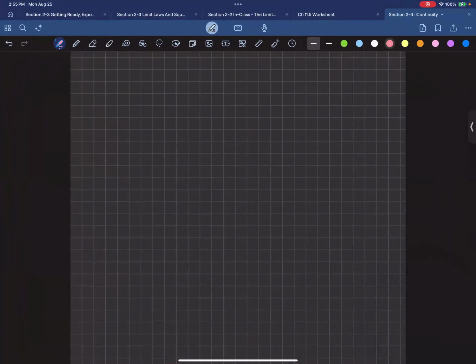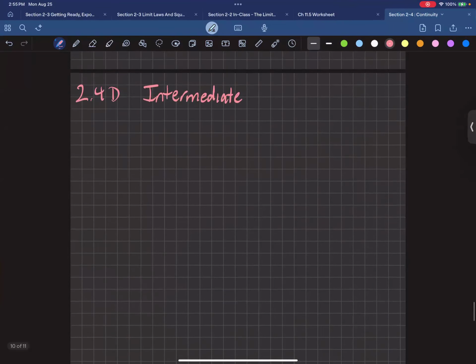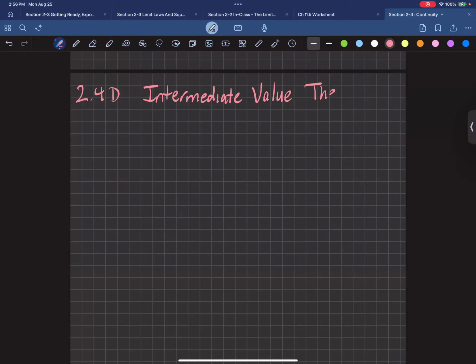All right, let's do intermediate value theorem. This is 2.4, part D, intermediate value theorem. It's very often abbreviated IVT.